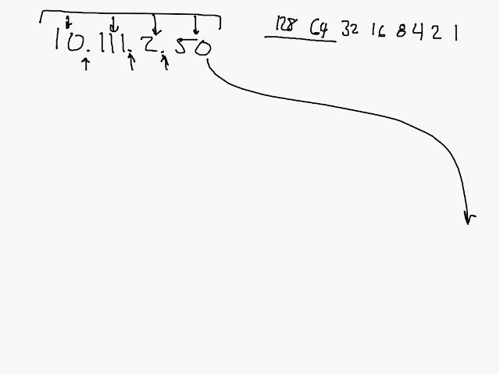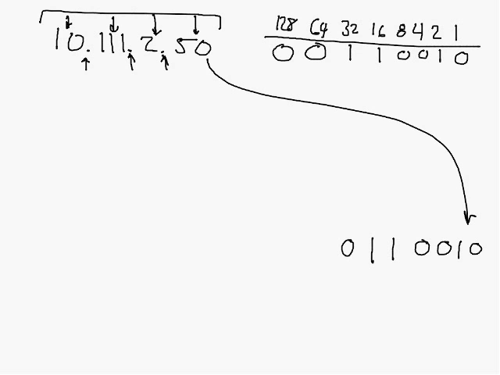Now, what would the binary equivalent of 50 be? Well, we know that 0 would be in the 128 bit and 0 in the 64. We would have a 1 in the 32, a 1 in the 16 to make 48, and a 1 in the 2 position to make 50. So our first number would look as such. Our second number would be a binary 2, which would look like that.